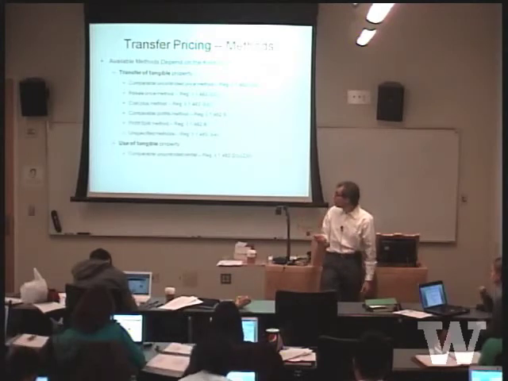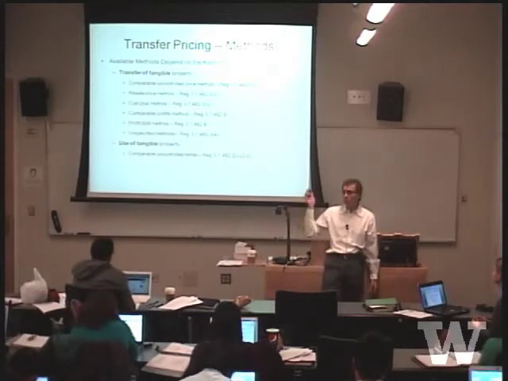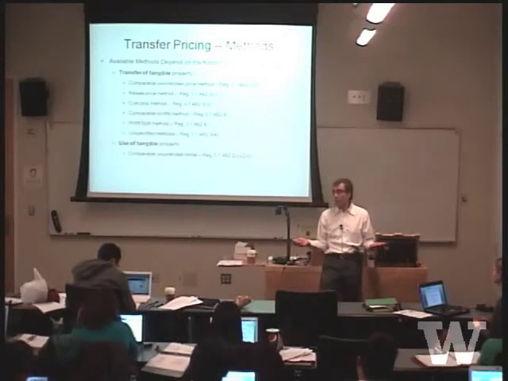So those are, in a nutshell, the principal methods. The unspecified method is, well, gee, if you can find something that makes even more sense than any of these, and you can convince the IRS of it, use it.